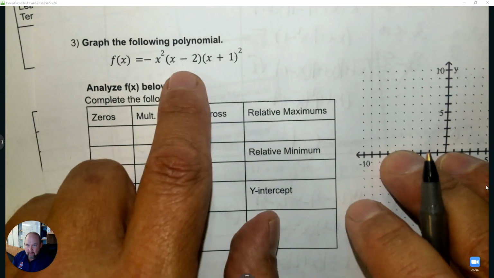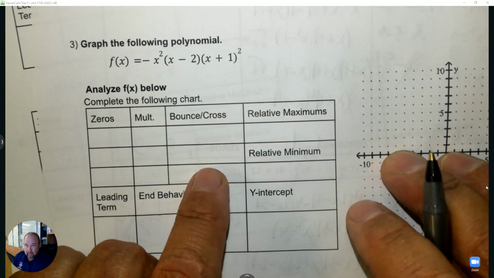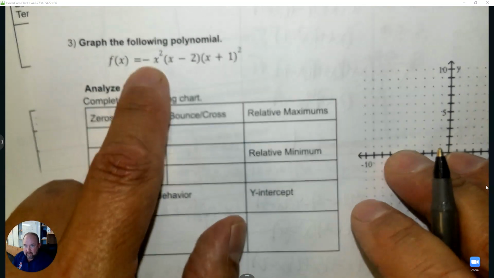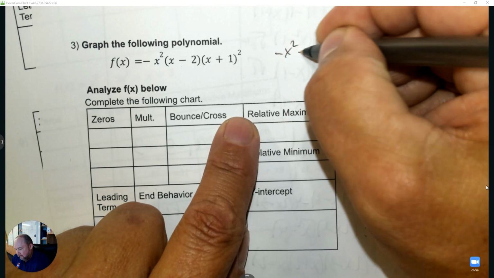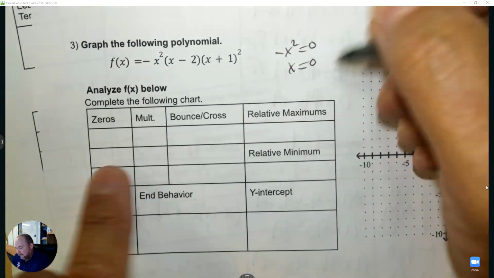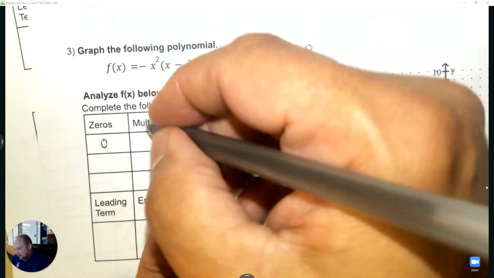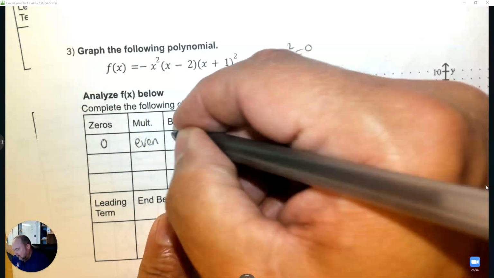So this is factored already, but we don't have the expanded form. So when it's factored, the zeros should be obvious. So negative x squared, if you solve that equation, x equals 0, the exponent is even, which means it's going to bounce.